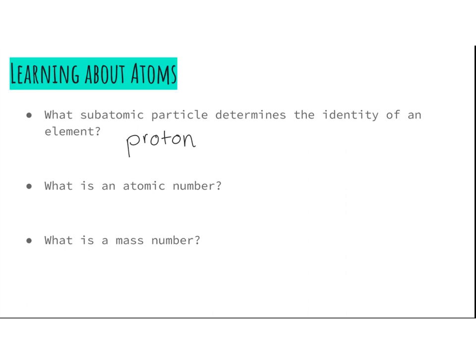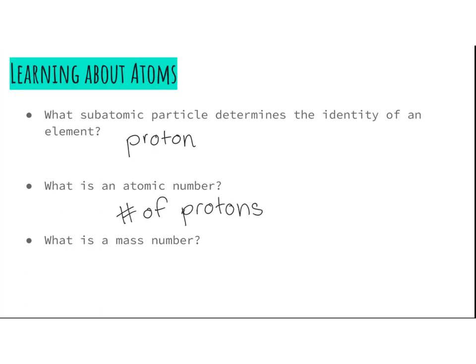So when we had 1 proton, that meant that it was a hydrogen atom. With 2, it meant it was helium, and so on and so forth. So the number of protons determines which element an atom is of. That means that our atomic number is just going to be that number of protons. So the atomic number is the number of protons in an atom.